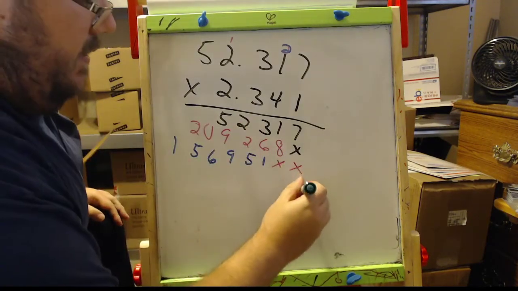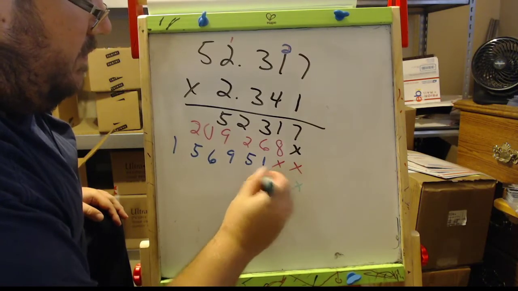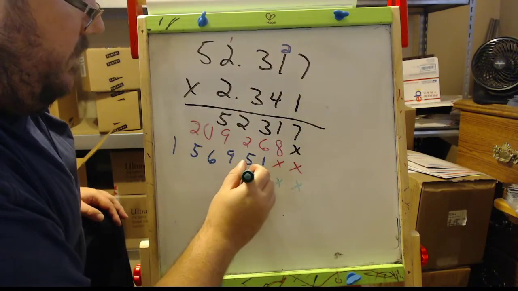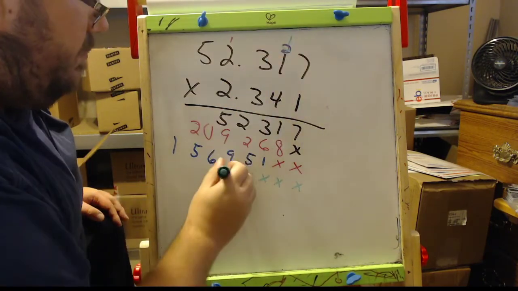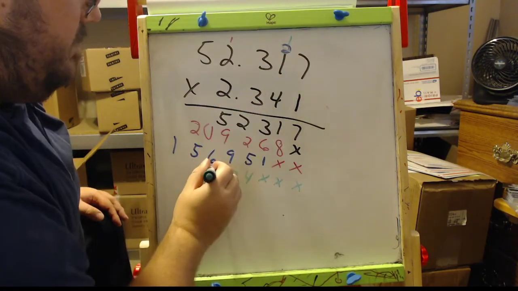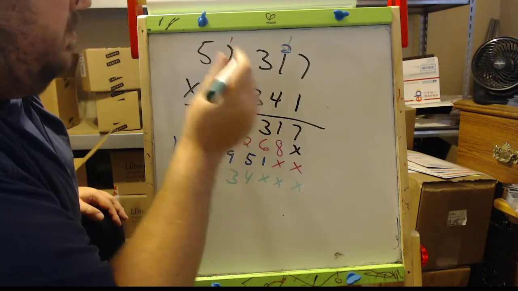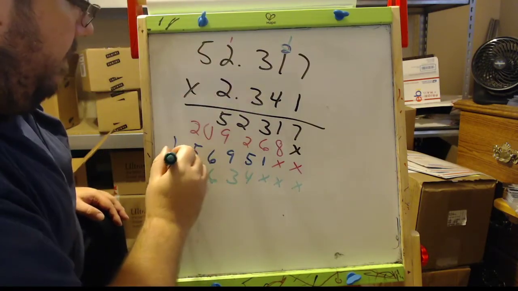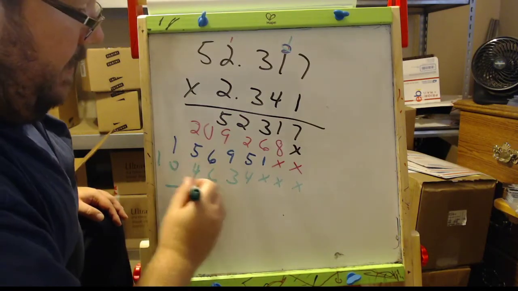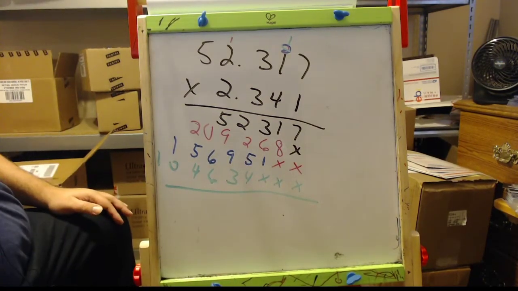All right. Now we put in 3 holders. 2 times 7 is 14. Carry the 1 this time. 2 times 1 plus 1 is 3. 2 times 3 is 6. 2 times 2 is 4. 2 times 5 is 10. Now we would add all of this together to get our answer.